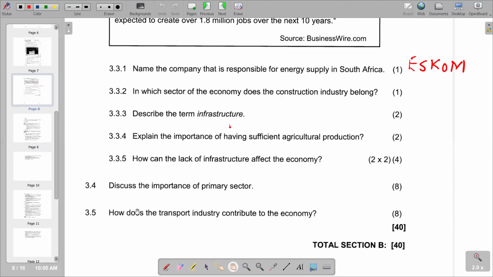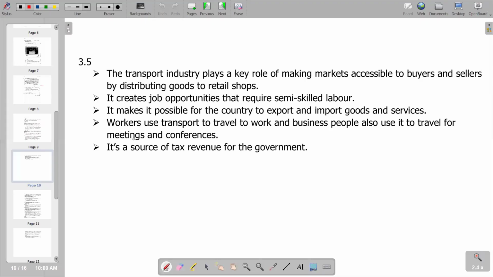And we go to 3.5. How does the transport industry contribute to the economy? Very important, because it is the one that transports the workers to work and back, and also the transportation of final goods to markets. So, these are the importances of transport networks.